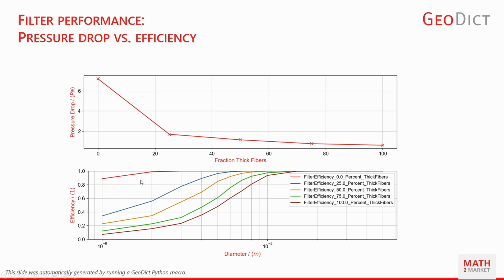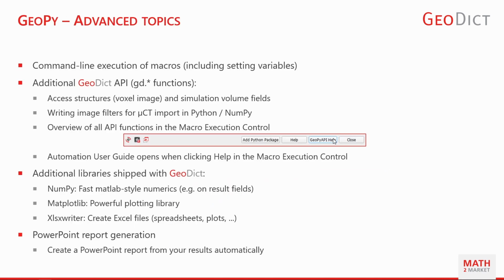One color for each of the different structures. It starts here on the bottom with 100% thick fibers and 0% thin fibers. And we have a higher efficiency the more thin and the less thick fibers are in the structure, as we have already seen in the visualization on the slide before. How to generate PowerPoint reports you can learn in the GeoPy Advanced workshop or from the Automation by Scripting user guide. Finally, we briefly touch onto some advanced possibilities.